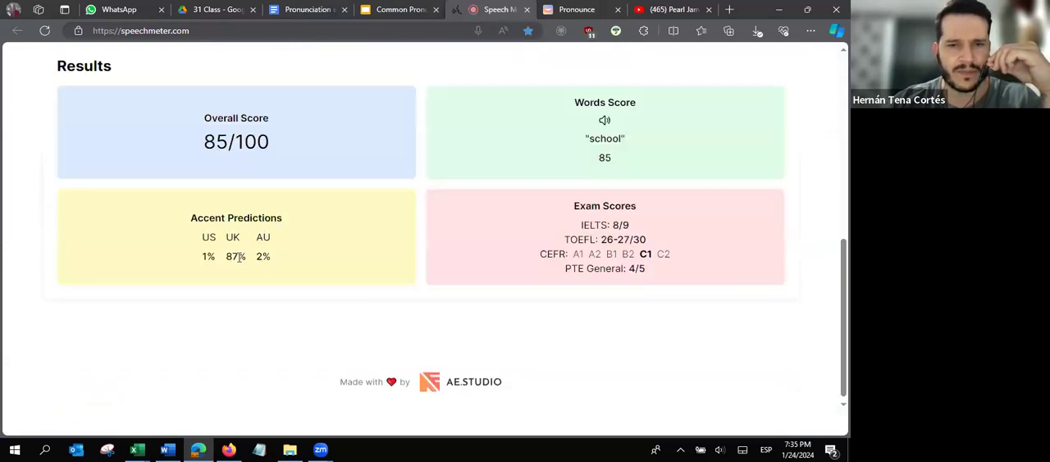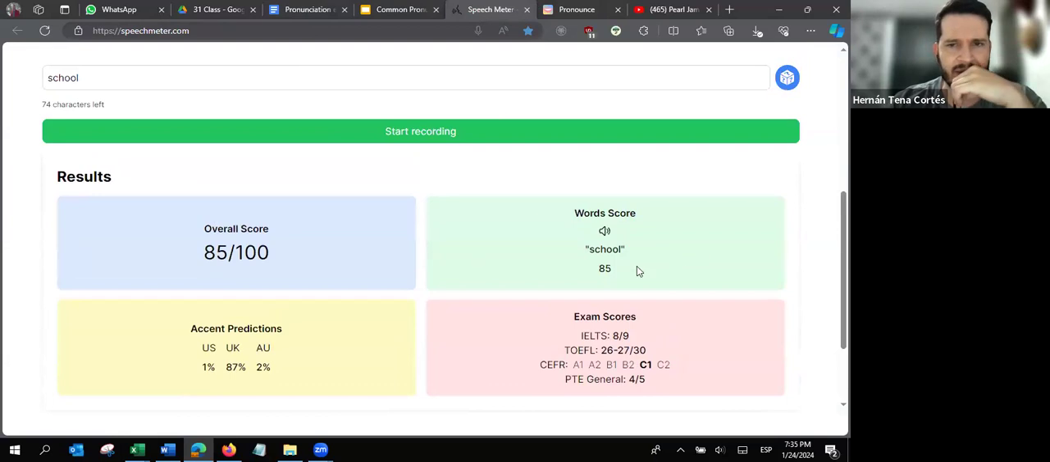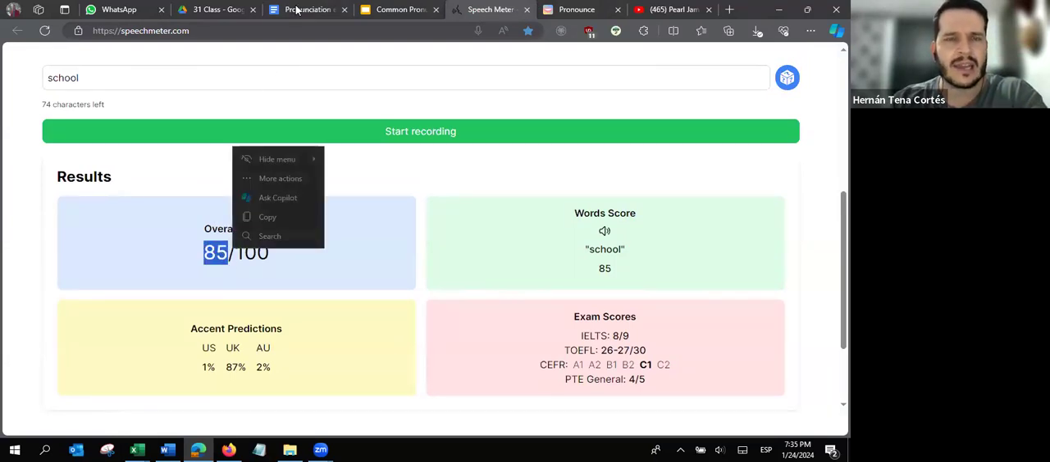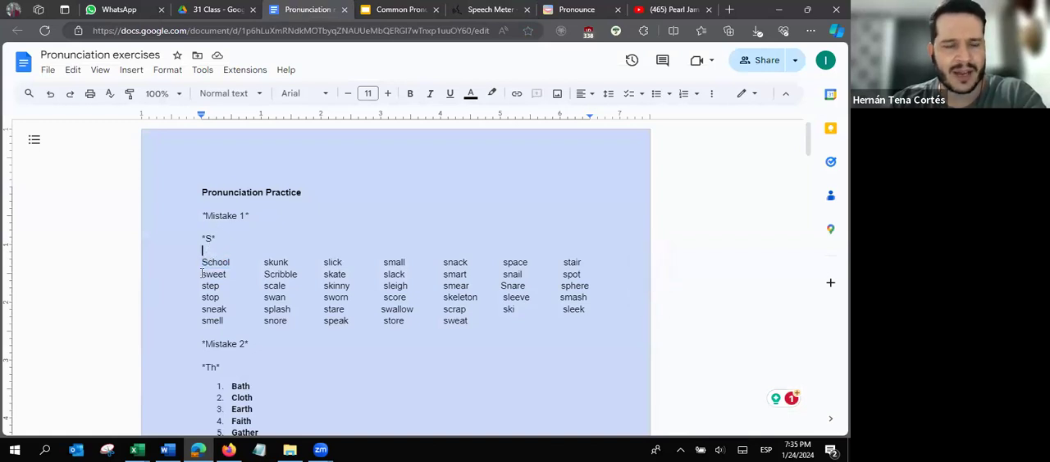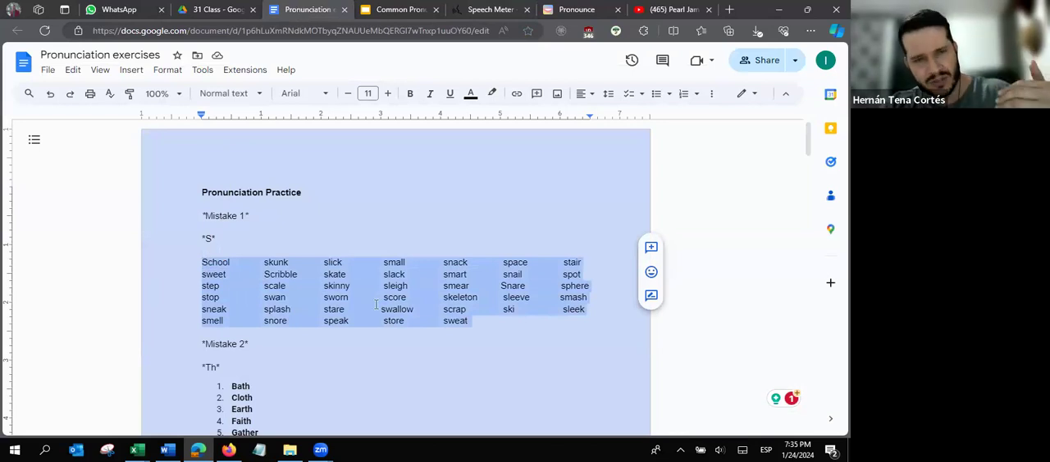School. All right. And there you go. If you get 80% or more, you're doing good. We're gonna work on this right now because the key to this, la clave, the key to this is repetition. That's why I have many words, okay?